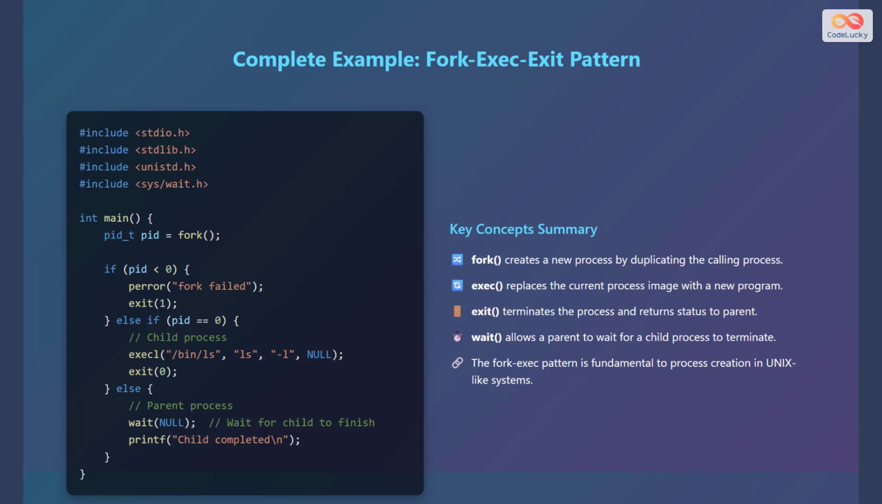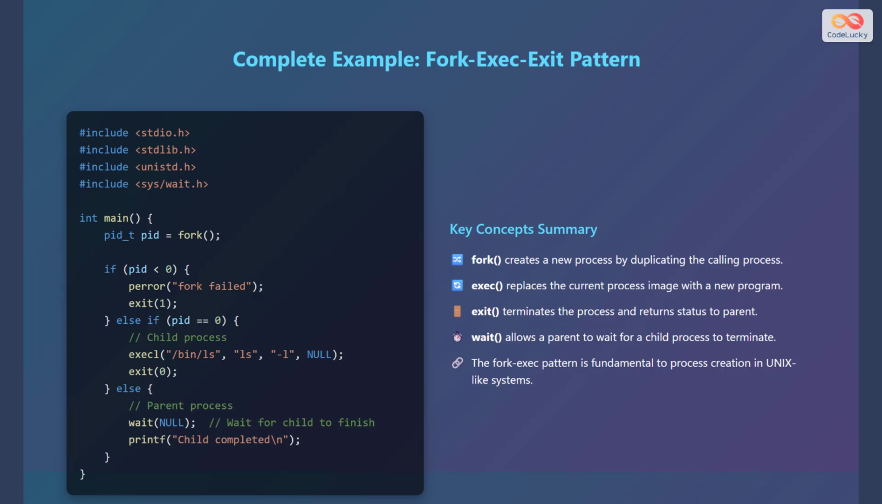First, we create a new process using fork and check for errors. If the fork fails, we print an error message and exit. If the fork is successful, we check if we are in the child process or the parent process. In the child process, we call execl to replace the current process's image with the ls command. After the execl call, the child terminates with exit. In the parent process, we call wait to wait for the child process to complete. After the child process completes, we print a message indicating that the child has completed.